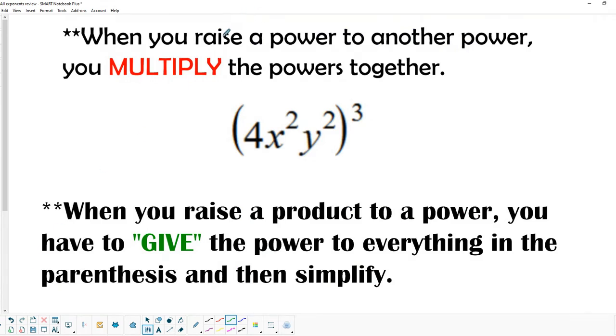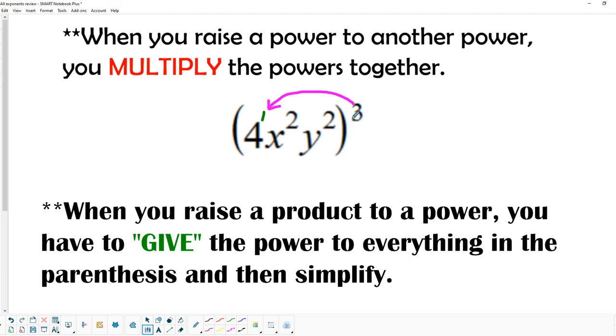All right, then we talked about when you raise a power to another power, you multiply the powers together. So here in these parentheses, we have a couple of powers. We have 4 to the first, we have x to the second, y to the second, and we're raising all of that to the 3rd power. So we multiply that power on the outside, that 3, by each exponent on the inside.